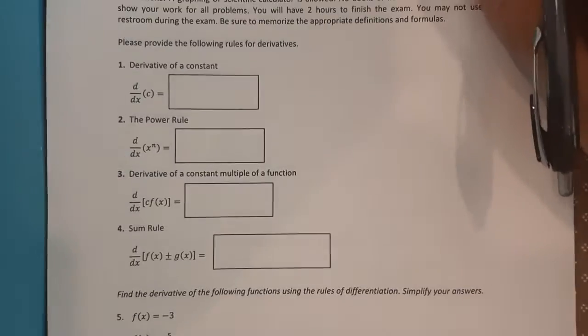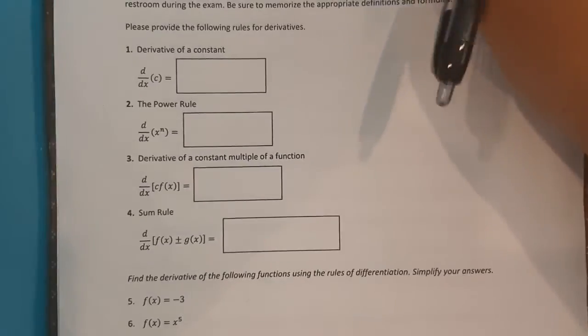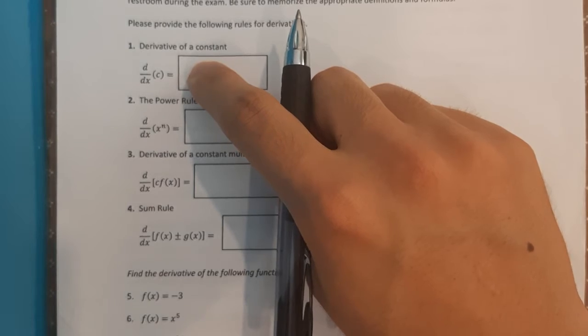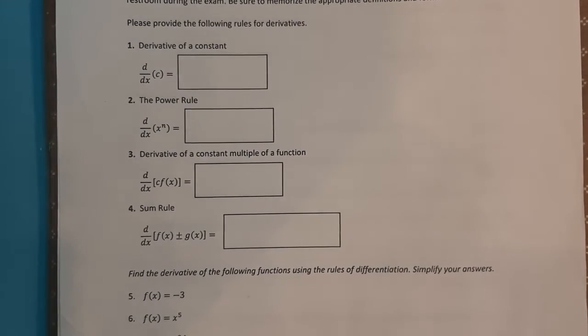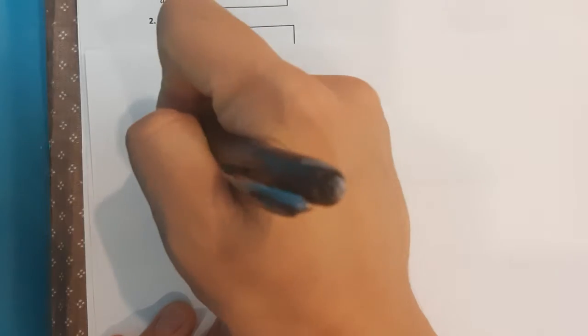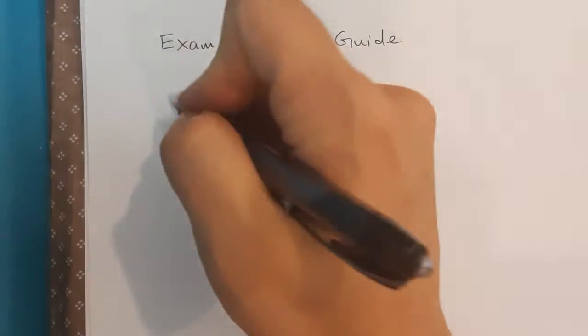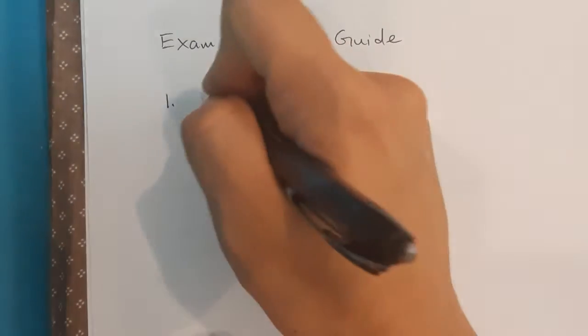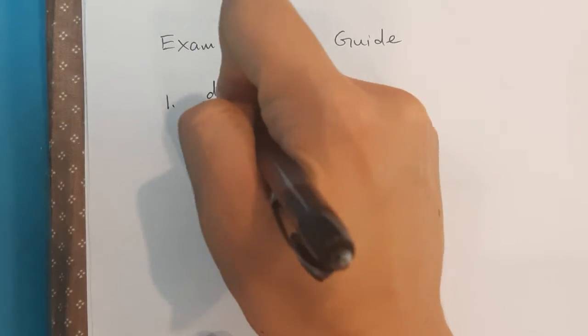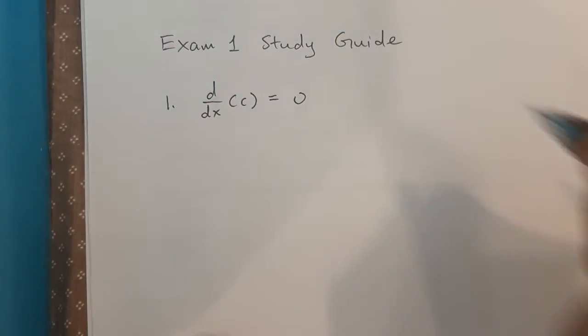Here we have some questions on the derivatives. So for question 1, derivative of a constant. So for the answers, I'm going to just write it on this separate piece of paper here. So we have the exam 1 study guide. And we'll start with question 1, which is the derivative of a constant. That's going to be d dx of c, and we know that is equal to 0.